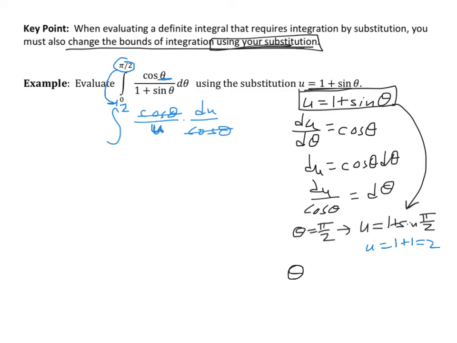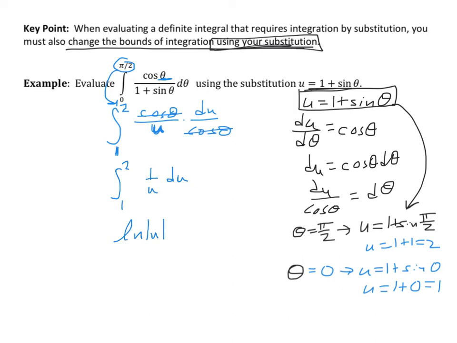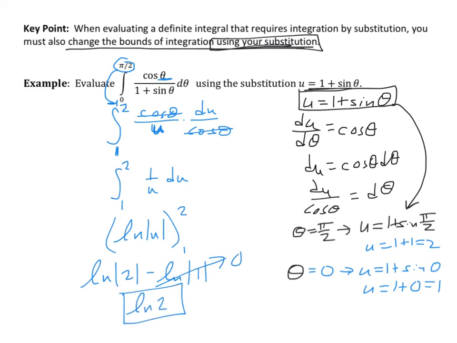And we're going to do it again here. If I have 0 here, this will be u equals 1 plus the sine of 0. Well, that means 1 plus 0, which is 1. So my bottom bound has turned into 1. So now I'm just going to rewrite this integral so we can clearly see what's happening. The integral from 1 to 2 of 1 over u du. Well, that one's really easy. This integral is just the natural log of the absolute value of u, which we evaluate from 1 to 2. So this is going to be the natural log of the absolute value of 2 minus the natural log of the absolute value of 1. The natural log of 1 is 0, and so my answer here is just natural log 2.